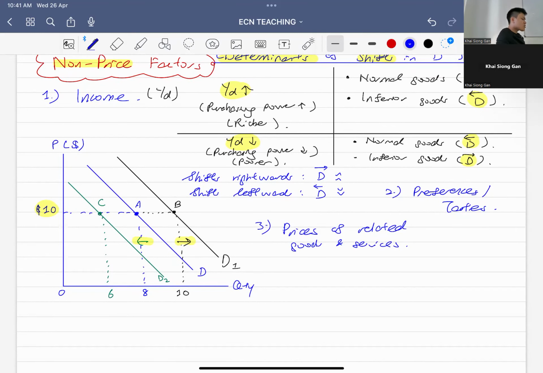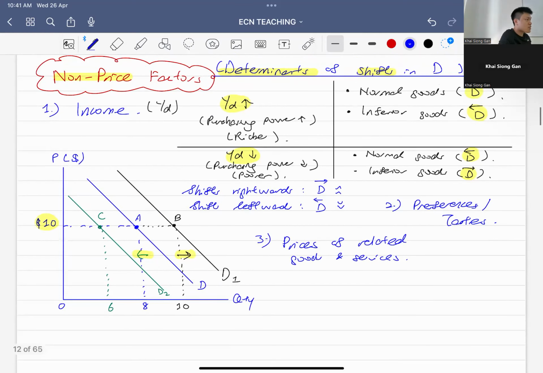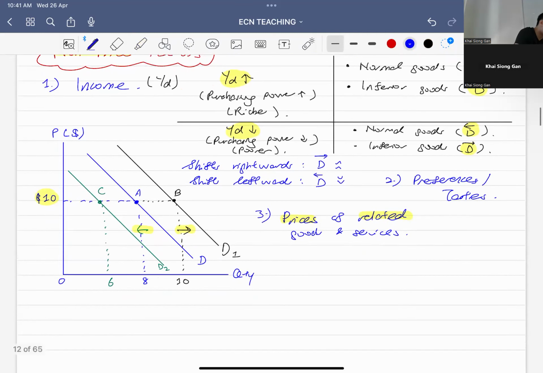Students might ask, you say non-price factor, how come this one has prices of related goods and services? Why? Okay, because we say non-price factor means we are not referring to the price of the product itself. We are looking into the prices of other products. So here we look into two products, in which it is substitutes and complementary goods. Do not confuse between the word substitutes and the substitution effects that we learned just now.